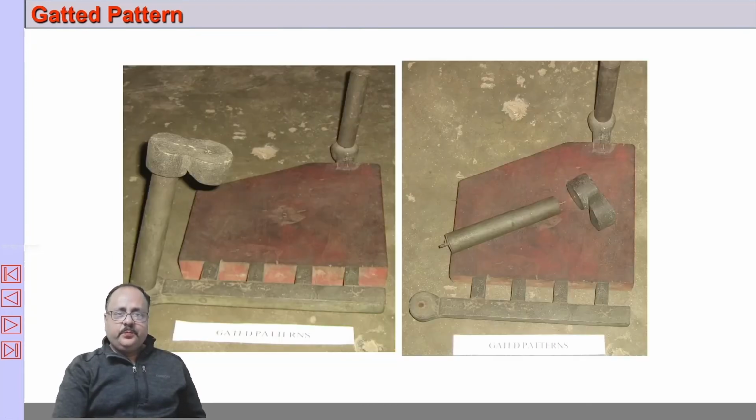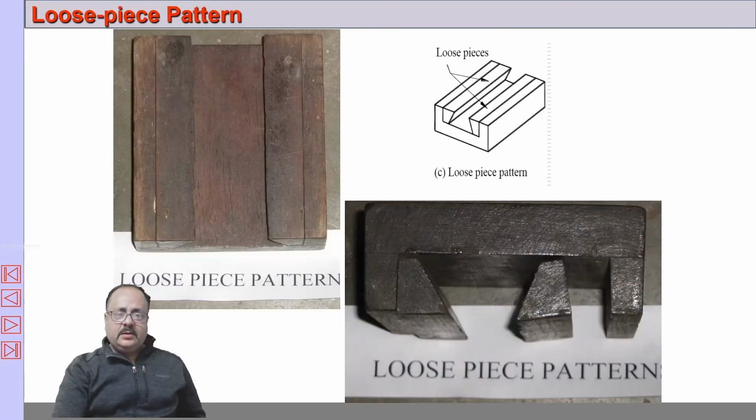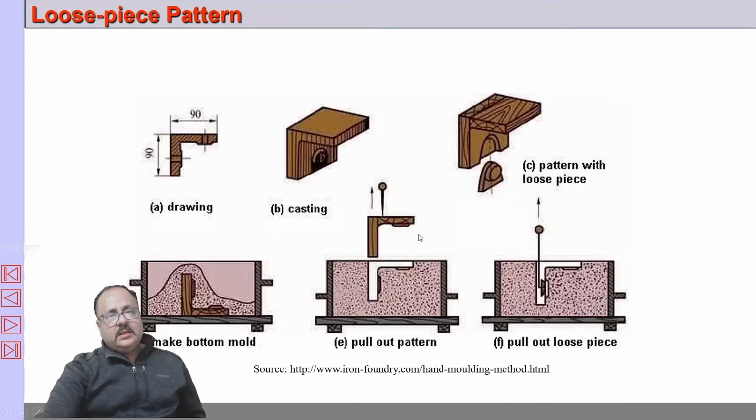I'll show you. This is also a gated pattern. This is a loose piece pattern. You can see here, this is removed first. Then this is with the spike bar. This is taken out slowly like this. So this is a loose piece.